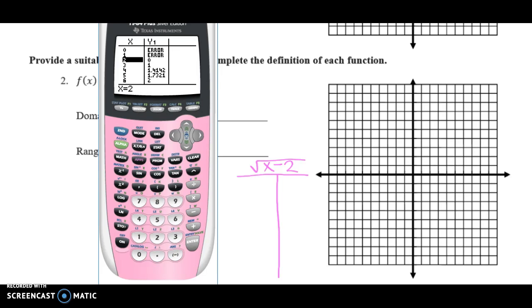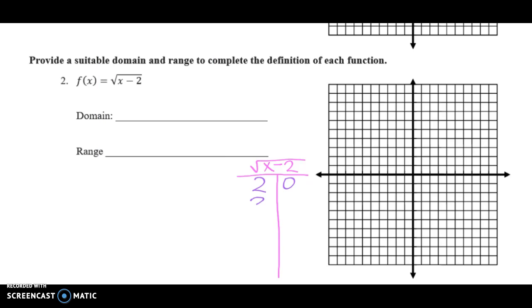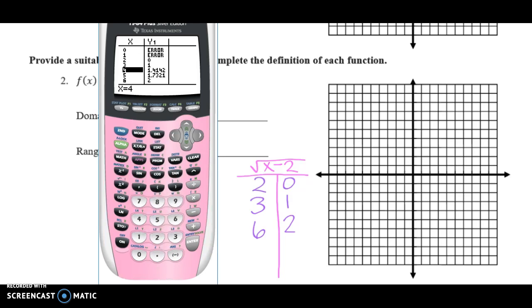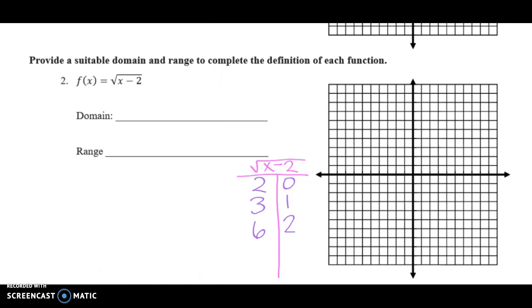Okay, so we've seen some errors. I got 2, 0, 3, 1, 6, 2. I'm not going to worry about other points because they're not nice. And then, is there anything else that I can fit into my graph? And it gets to 11 before I get to 3, so I'm not going to worry about it. So we have 2, 0, 3, 1, 6, 2. This is my function.